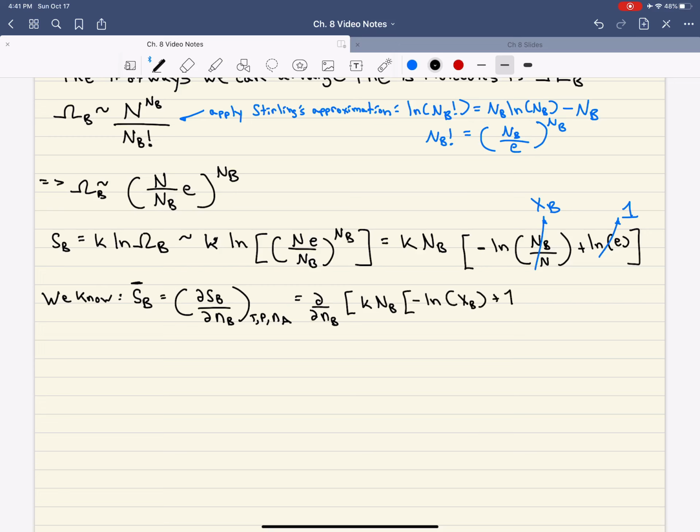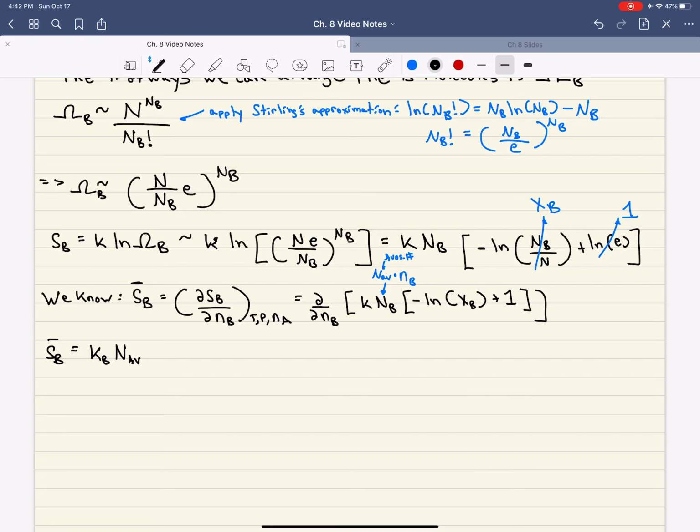Plus 1. Okay. Out here, this is written as total molecules of B rather than moles. But we know that the total molecules in a system is just going to be equal to Avogadro's number times the moles of that species, right? So this is Avogadro's number. Okay? And so our partial molar quantity SB is going to be equal to k, Avogadro's number.